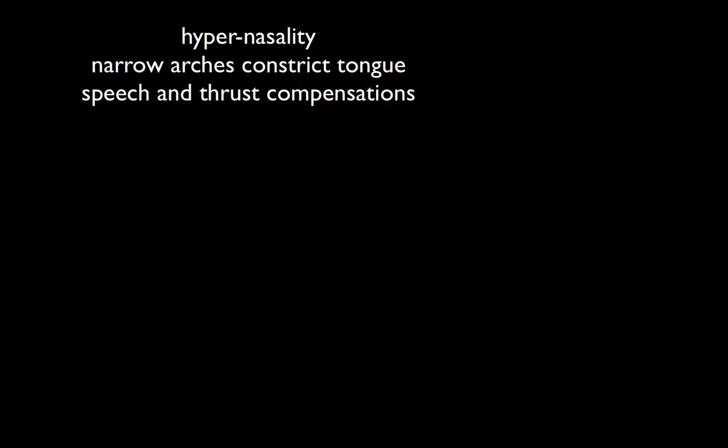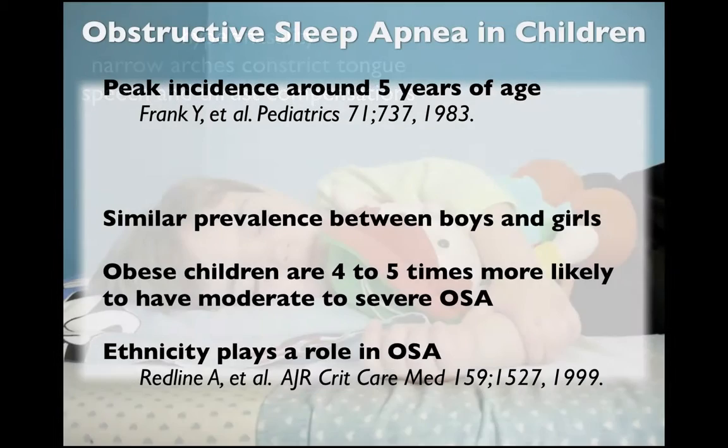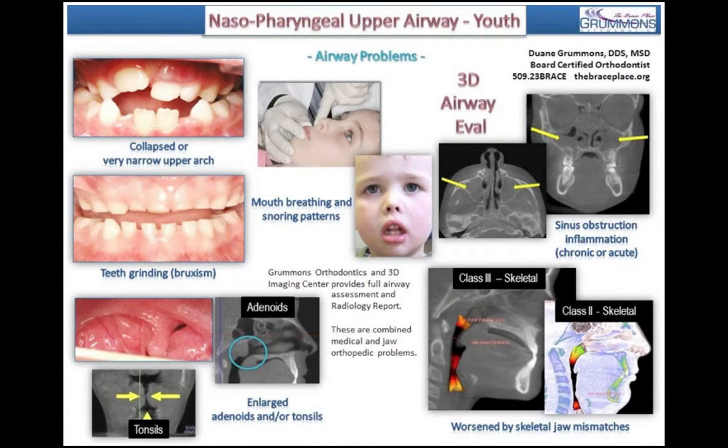You notice the hypernasality, the narrow arches, the tongue cannot posture properly, and speech is made very difficult with a lot of compensations. So obstructive sleep apnea in children has a peak incidence in the very young already. And there's no difference between boys and girls. Obese children have 4 to 5 times more moderate to severe OSA, and ethnicity plays a role in this. So we've got to recognize this in the young kids and help them.